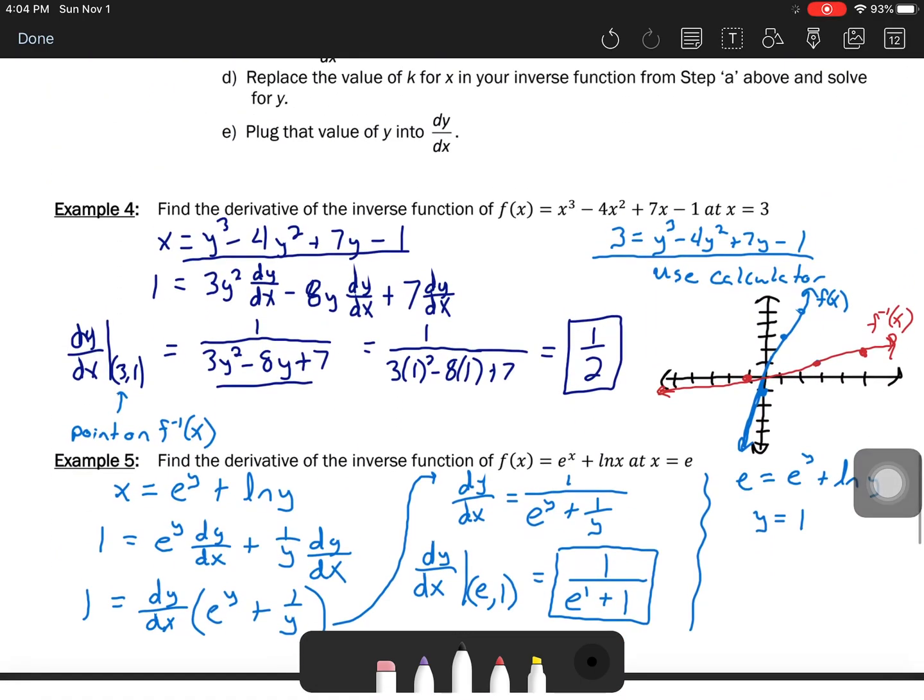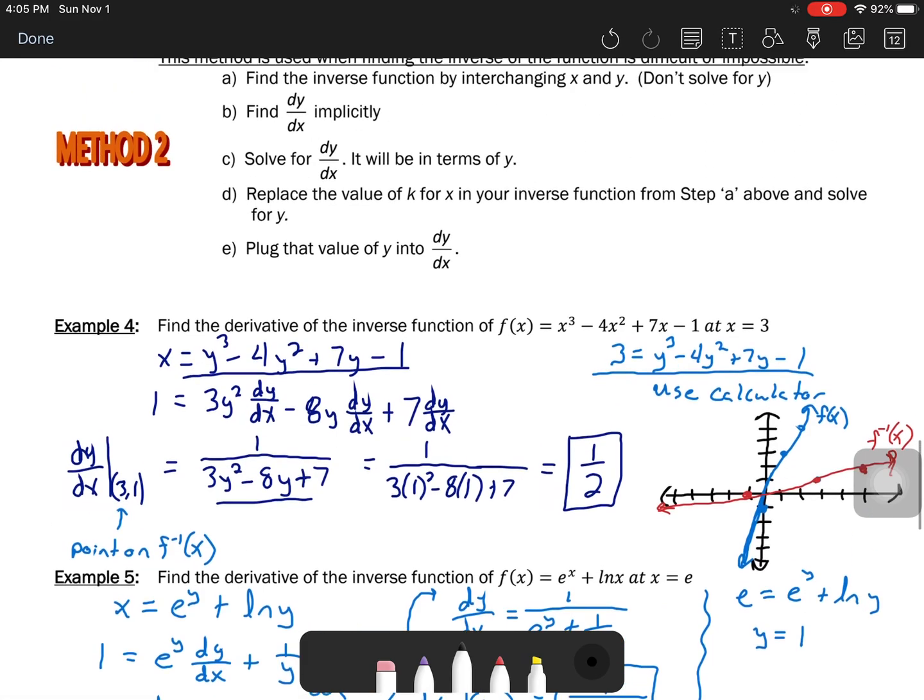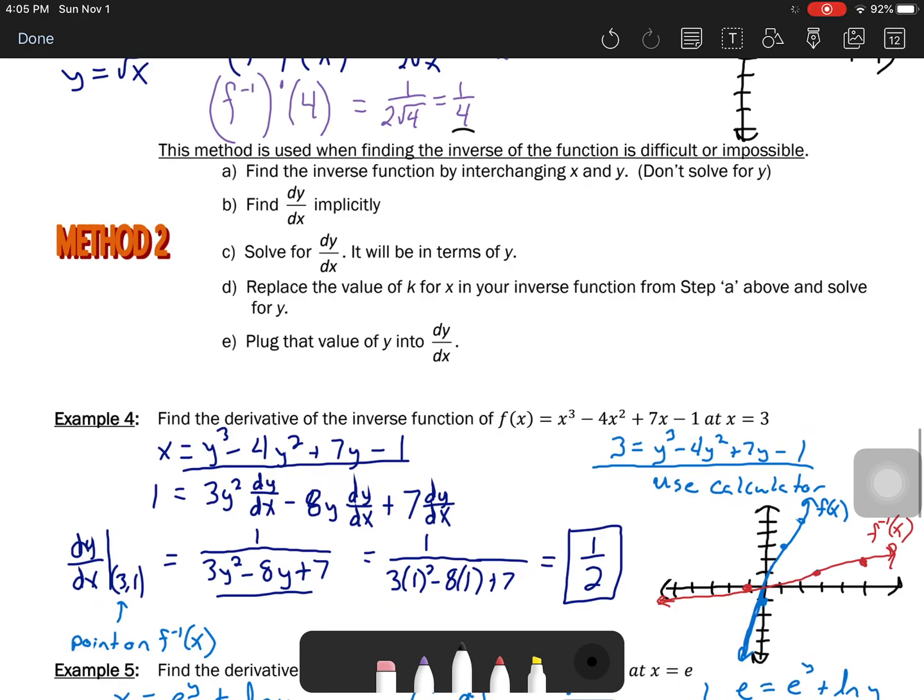All right. Okay, next one. It says find the derivative of the inverse. Now this one's a cubic function, and I didn't really talk about method 2. This is one that we're not just going to be able to solve like we did before. So that's why we're going to jump into method 2.